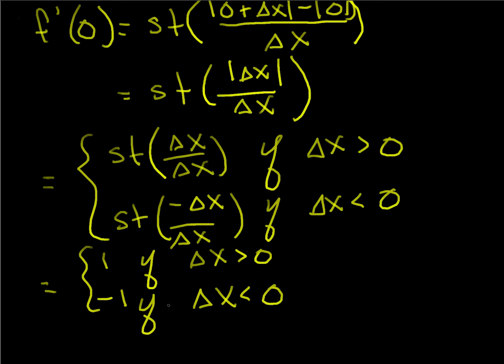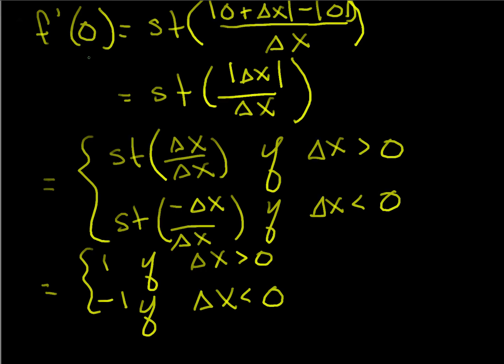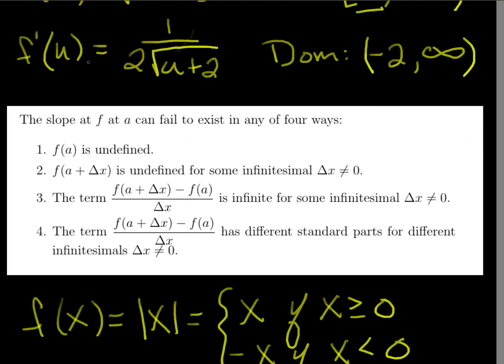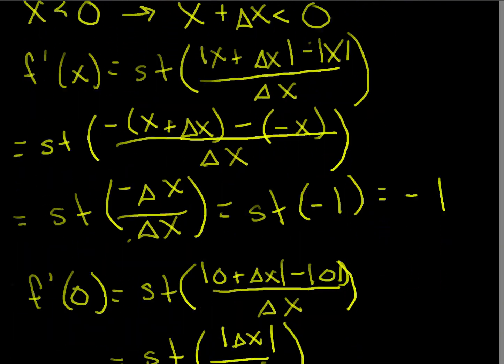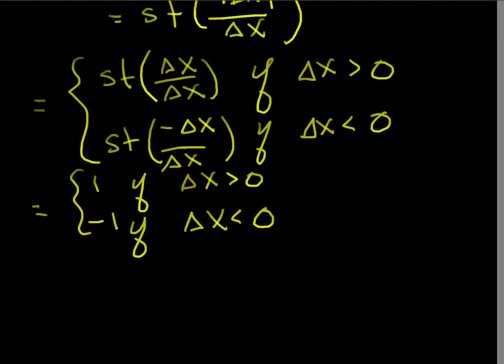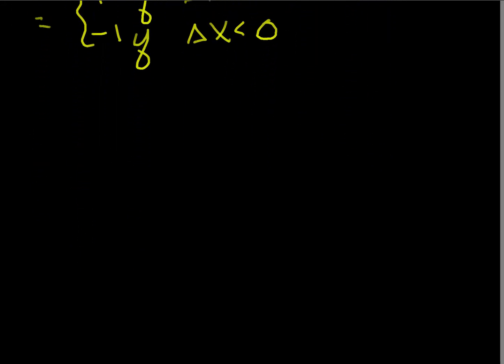But now we have two different values for different values of delta x, which means our f prime does not exist at 0. If we scroll all the way back up here, we're in this fourth case where that ratio has different standard parts for different delta x's. In one case, if we put a positive delta x, we'll get a 1. But if we put a negative delta x, we get a negative 1. And so that derivative doesn't exist.